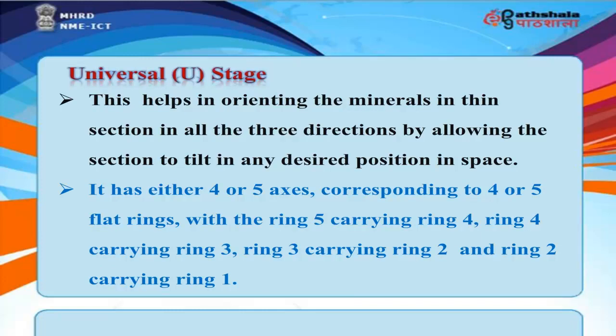Universal U-stage. This helps in orienting the minerals in thin section in all the 3 directions by allowing the section to tilt in any desired position in space. It has either 4 or 5 axes corresponding to 4 or 5 flat rings, with ring 5 carrying ring 4, ring 4 carrying ring 3, ring 3 carrying ring 2, and ring 2 carrying ring 1.